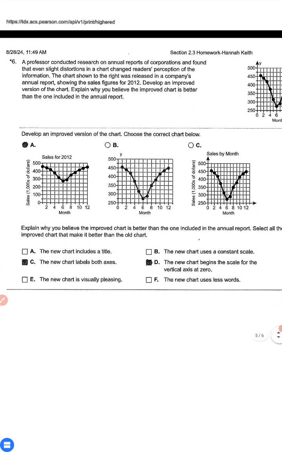Okay, so of these three charts, which would be the best? So the problem with charts B and C, they don't start at zero, right? And then also chart B does not include a title, and it also doesn't have a label on the y-axis, so that's not good. We're making people guess at what our numbers mean.